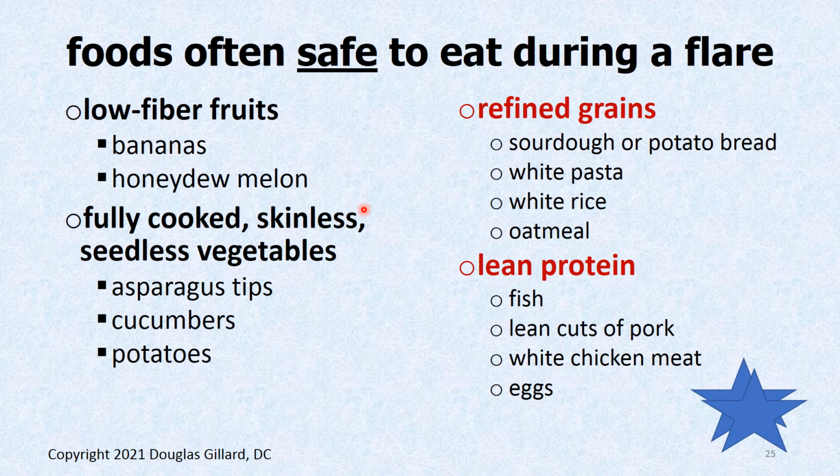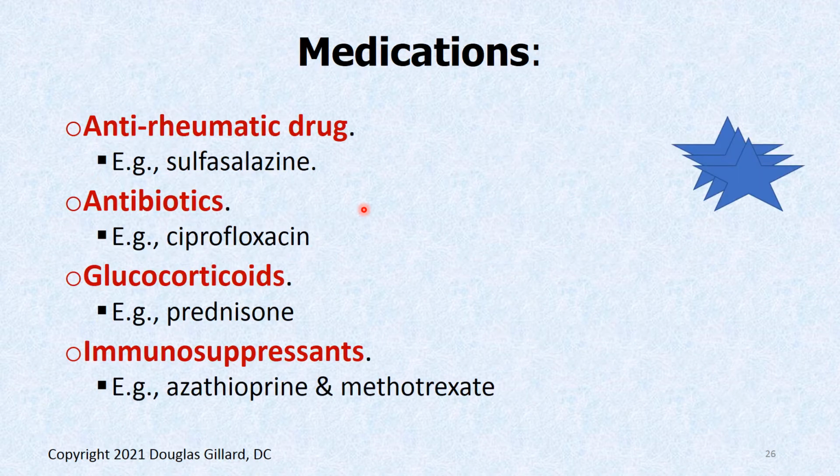What about safe foods? Just the opposite. Low fiber foods like bananas, honeydew melon, fully cooked, skinless vegetables, asparagus tips, cucumbers, potatoes, refined grain, oatmeal, white rice, pasta, white pasta, sourdough, potato bread, and lean proteins, fish, lean pork, white chicken, and eggs. Should be safe to eat.